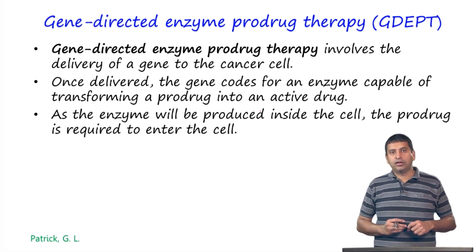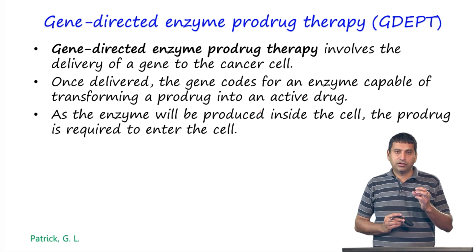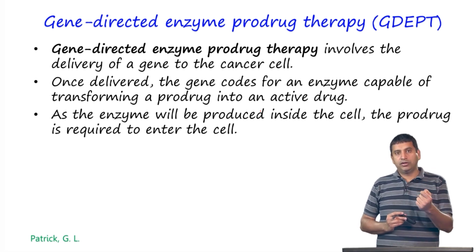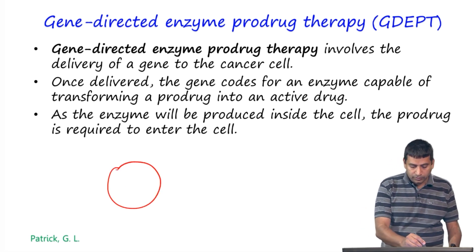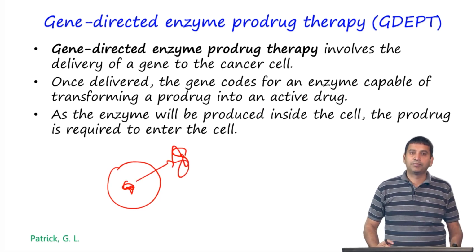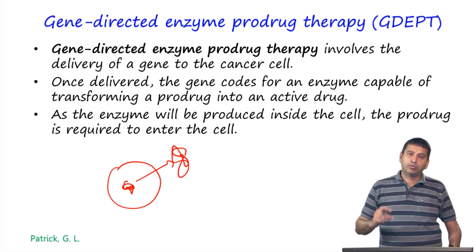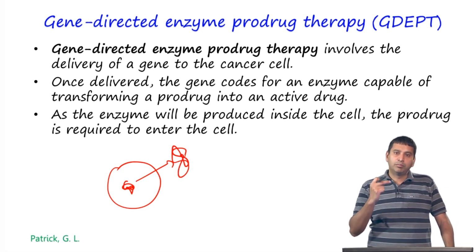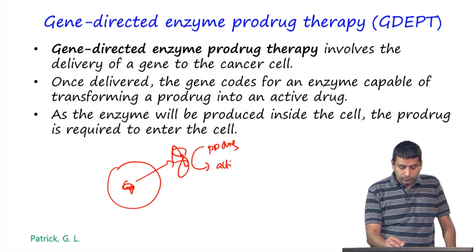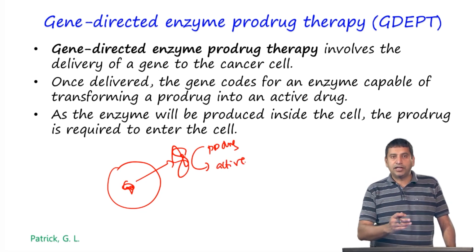The next major concept of prodrug therapy is gene directed enzyme prodrug therapy. We just looked at it briefly a few slides back, but what we try to do here is to deliver a gene to the cancer cell. Once the gene is delivered, it goes into the nucleus and expresses a particular protein. This protein is the one that is going to convert the prodrug to the active drug. So, this is the entire concept.